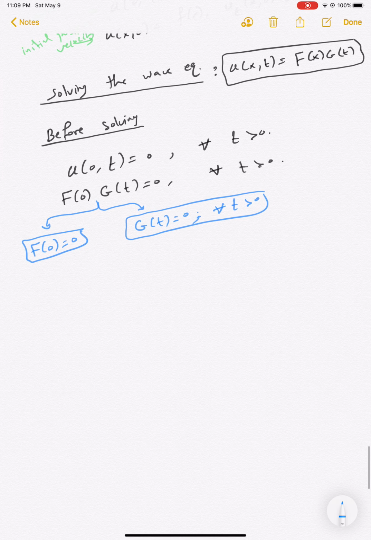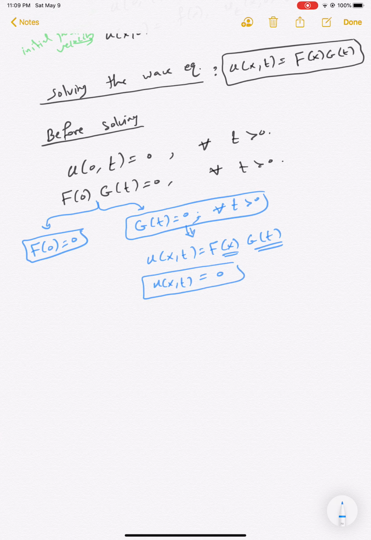So why are we giving so much effort to this? Because if g(t) is equal to 0 all the time, then what is u(x,t)? Remember, u(x,t) is f(x) times g(t). But if g(t) was always 0, then regardless of f, this product will be 0. So you're saying that u(x,t) equals 0. So you're saying that the position of the string is always at 0.